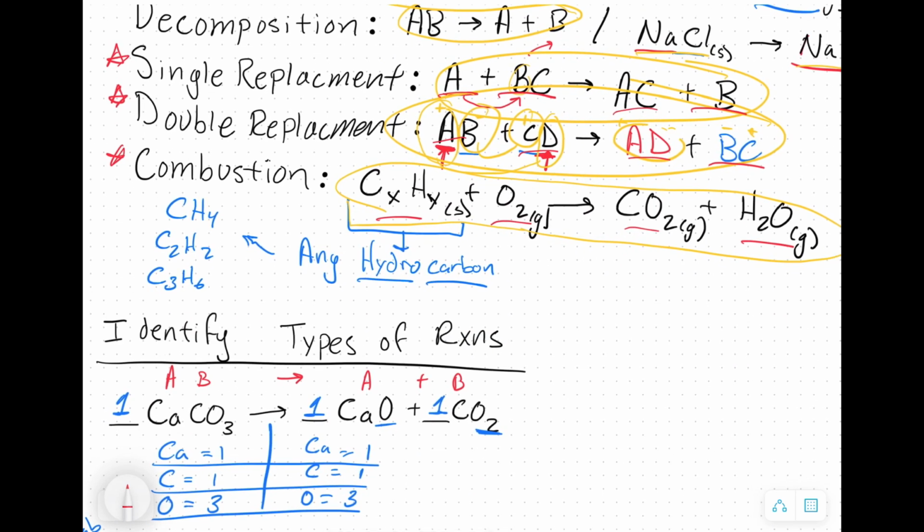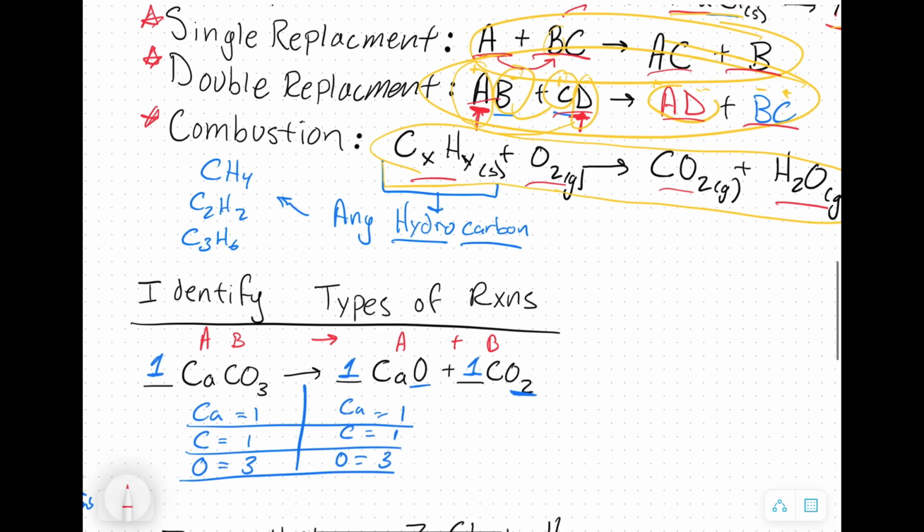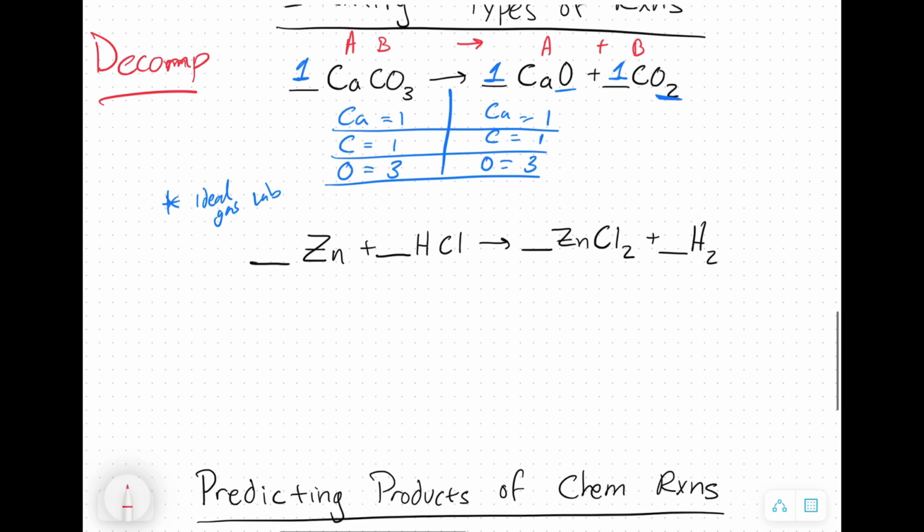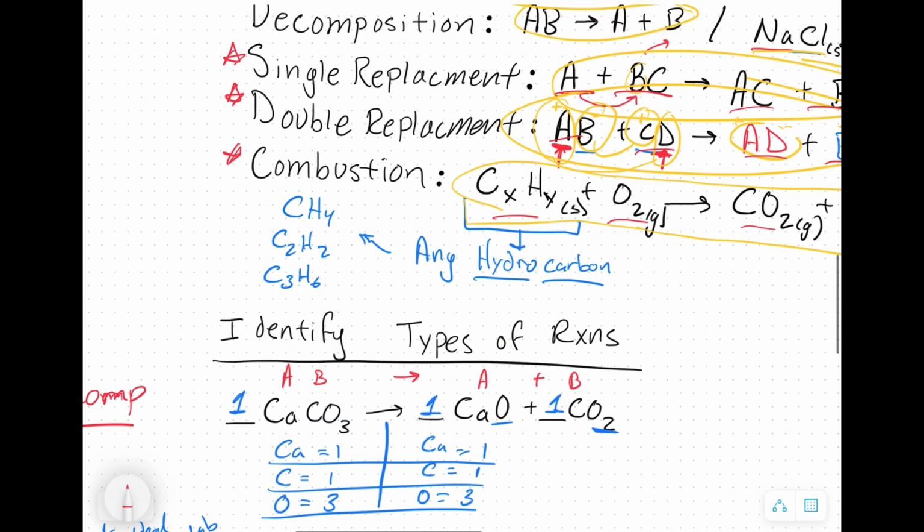So let's kind of go down the list. Let's start with combustion. Combustion says any hydrocarbon plus O2 gas on the reactant side. Well, I don't see any hydrocarbons here. I don't see O2 gas. That means it cannot be combustion.